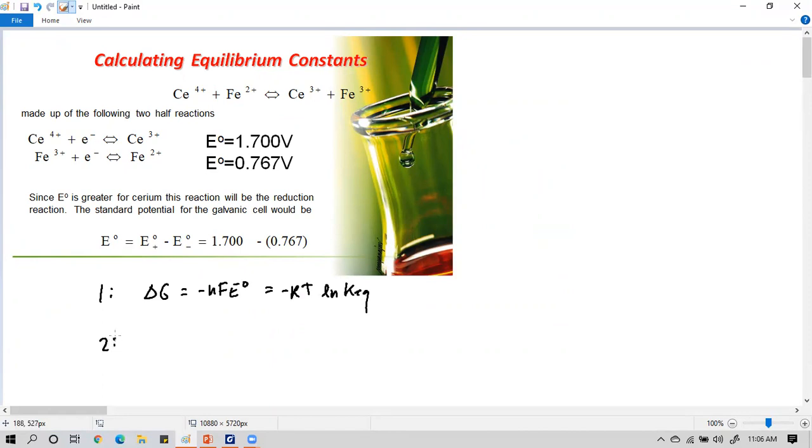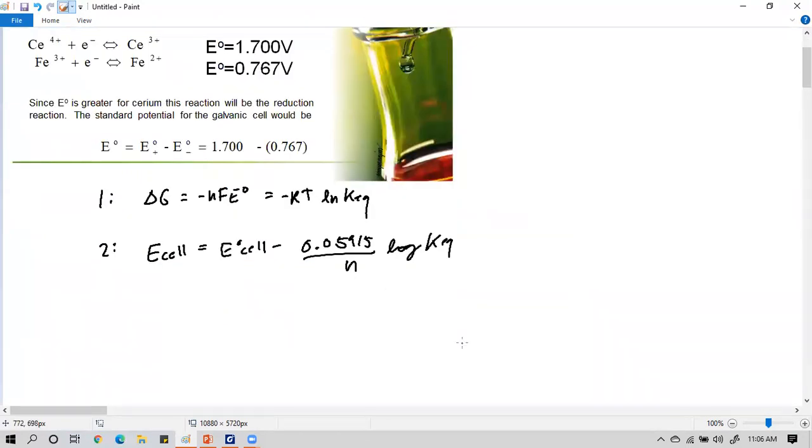And then sa method number 2 naman, pwede agad E cell equals to E naught cell minus 0.05915 all over n log KEQ. Take note guys, ang sinasolve nyo dito is yung KEQ. Kasi at equilibrium guys, E cell is equals to 0. So magiging 0 yan. Which in turn, kapag nag-derive ka, mamaya na yan.